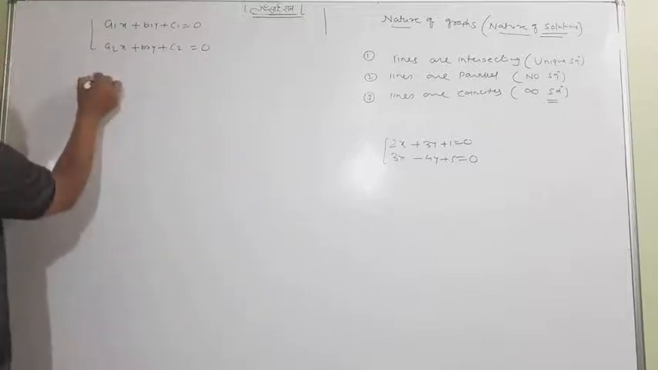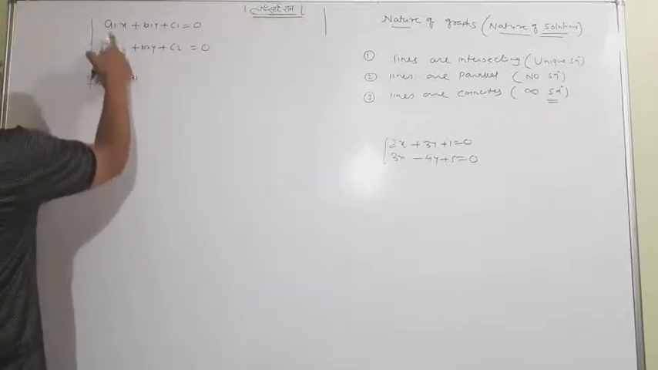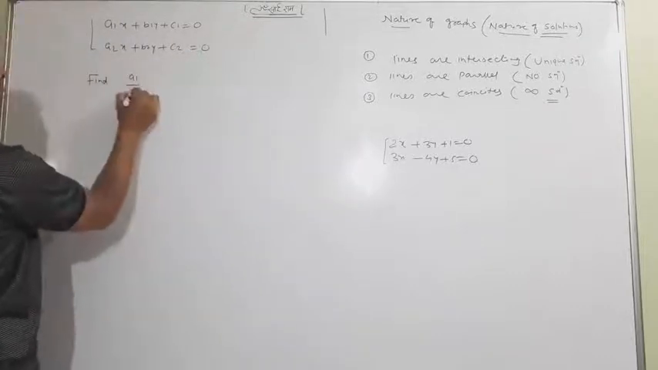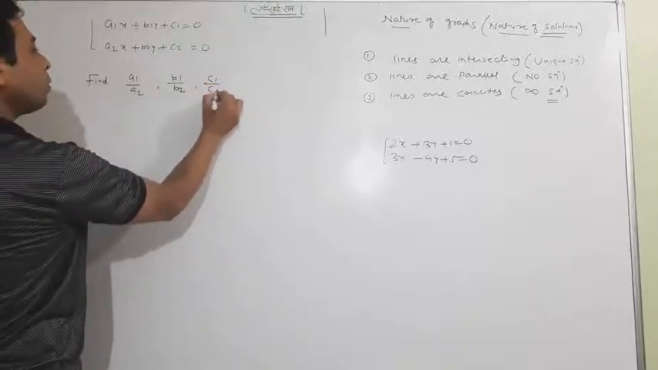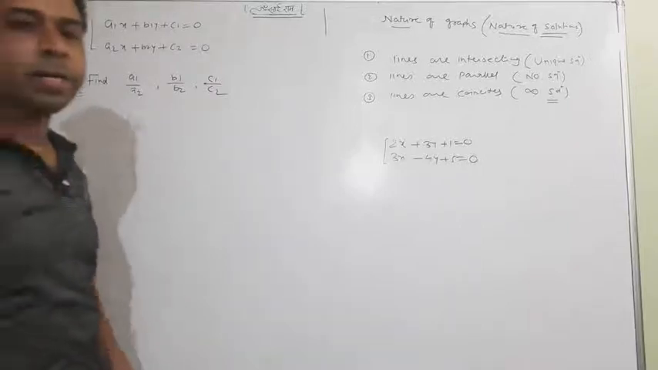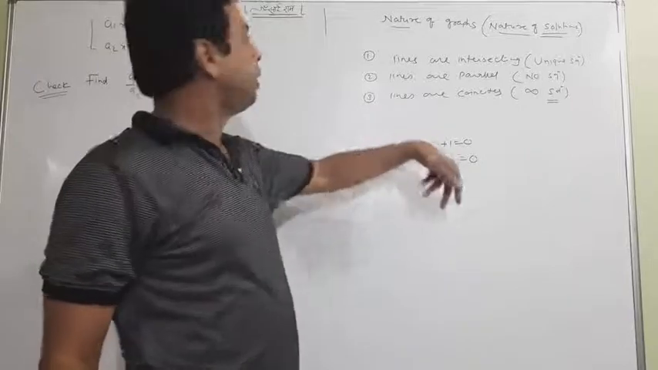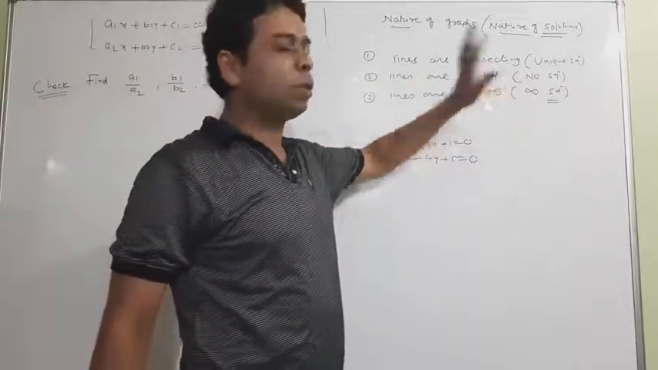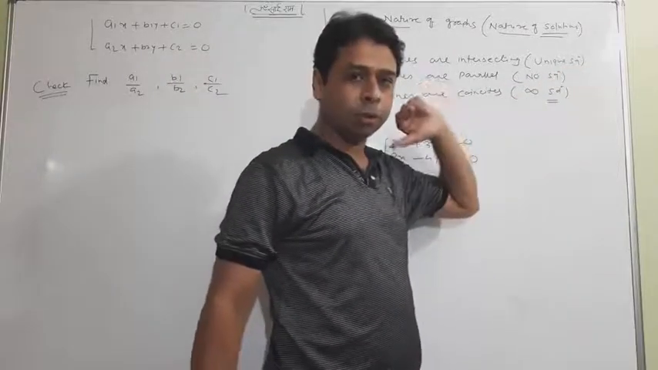For that, guys, first you need to find a1, b1, c1, a2, b2, c2 on comparing. Then find a1 upon a2, b1 upon b2, c1 upon c2. Let me say it is the checking part, only checking part. We want to check which one the system follows, meaning these two lines are representing intersecting lines, parallel lines, or coincident lines. They are showing a unique solution, no solution, or infinite solutions.